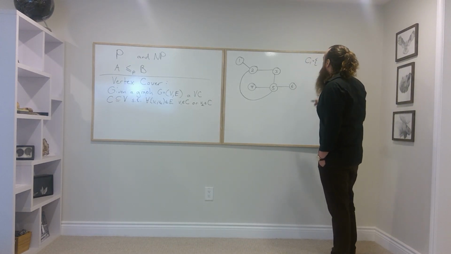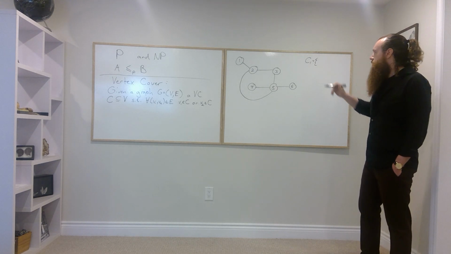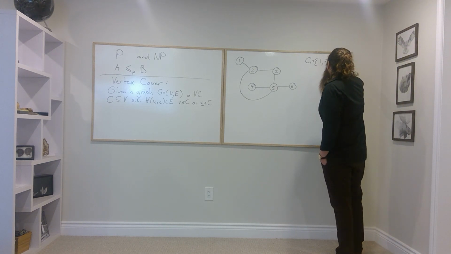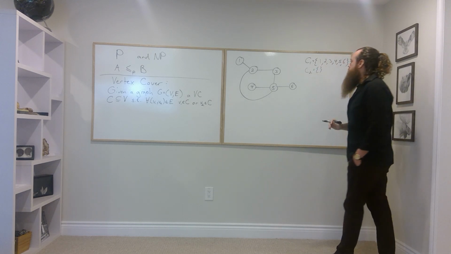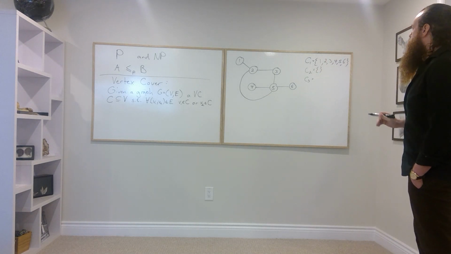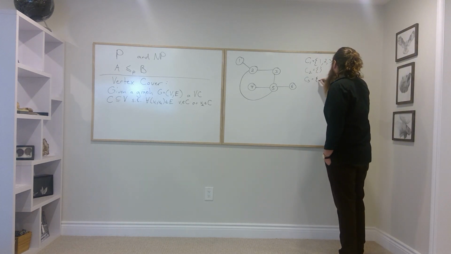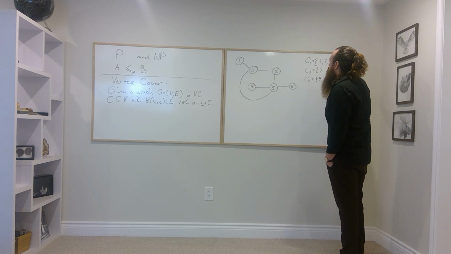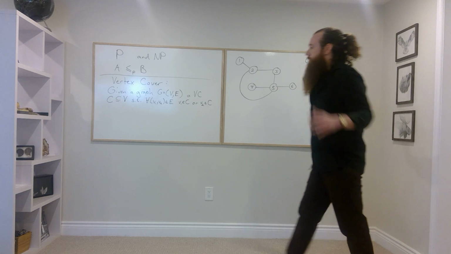C1. I'm just going to let C1 equal V, meaning I'm just going to let it equal 1, 2, 3, 4, 5, 6. C2, the empty set. C3, let's see, 4, 6, and 1. C4, let's do 4, 6, and 2.